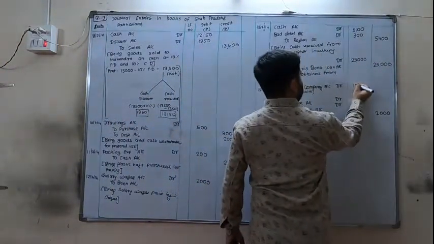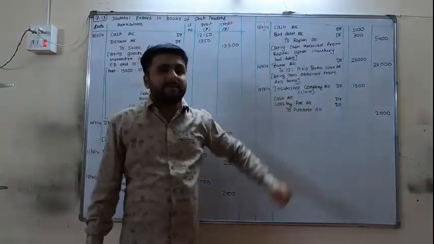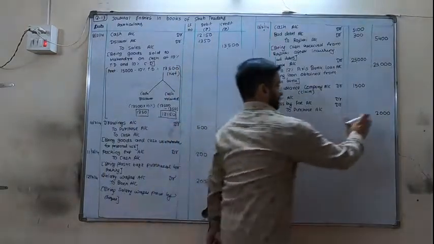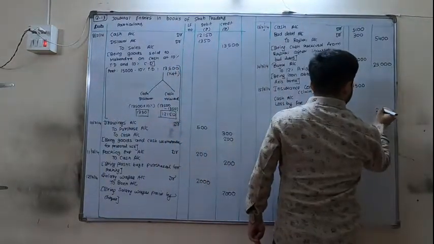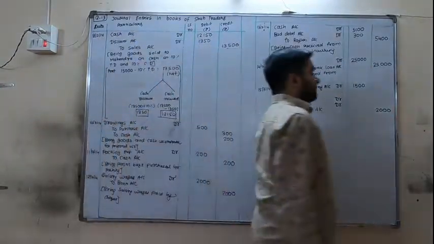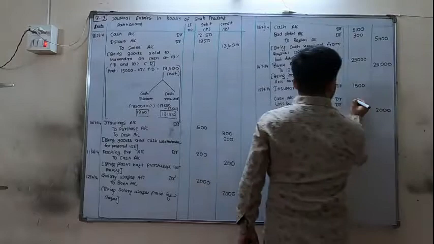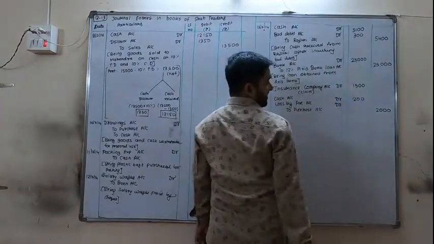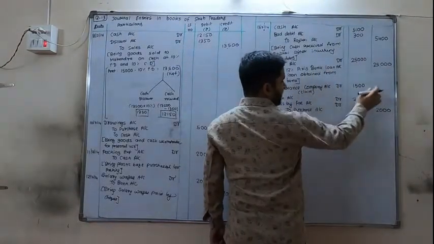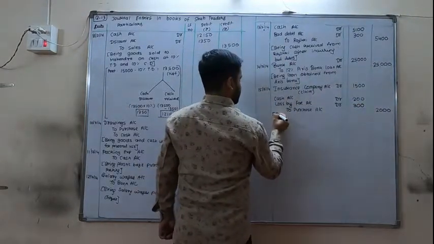Insurance company is giving us 1500. Goods are of 2000, so purchase credit with 2000 in the line of purchase. Don't miss these lines. Insurance company is giving us 1500. Moreover, we are selling these burnt goods for 200, so cash debit with 200. Now see, 2000 minus 1500 minus 200, so here it will be 300.